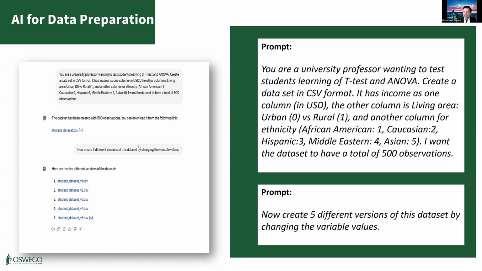And even better than that, right? You have different groups in your class. You want to make sure that they are not getting the answers from each other, right? I ask it, now create 5 different versions of this data set by changing the variable values, right? Now you can see it created 1, 2, 3, 4, 5 versions of this data set. Now I'm sure that different groups in my class are working on different data sets, right? So it makes my job much easier, right?